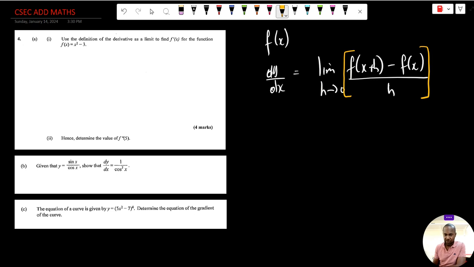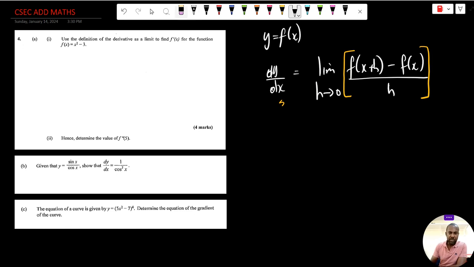So for any function, say y equals f of x, the derivative dy by dx is defined in such a way that it is equal to the limit as h approaches 0 of f of x plus h minus f of x all over h.